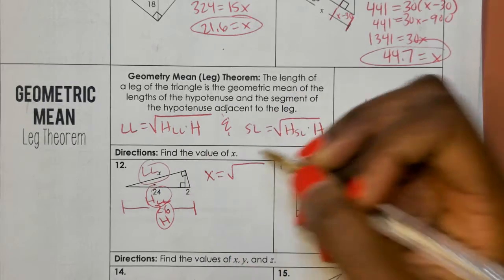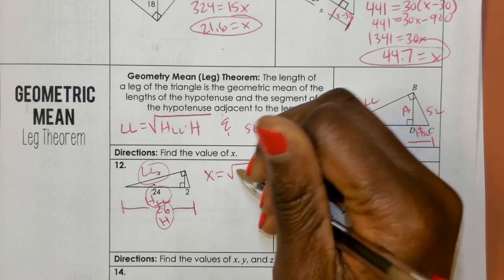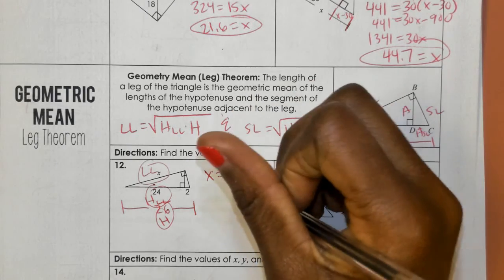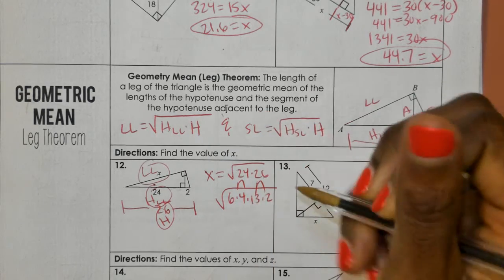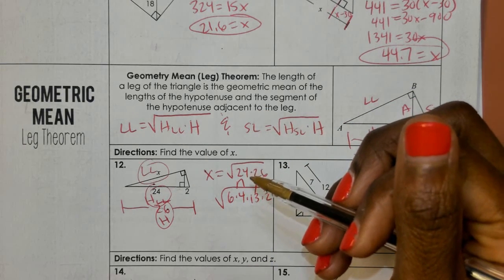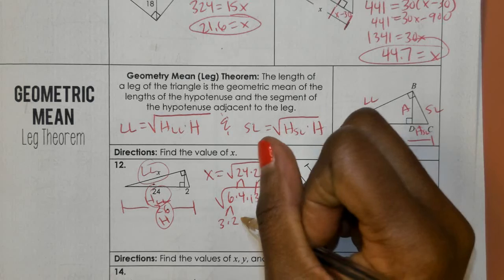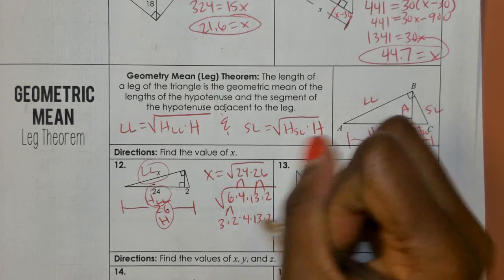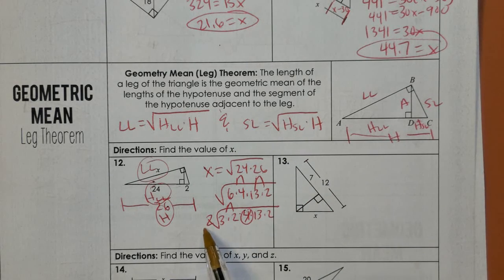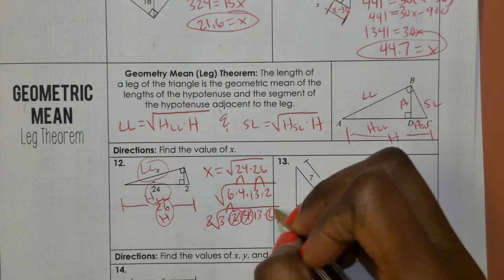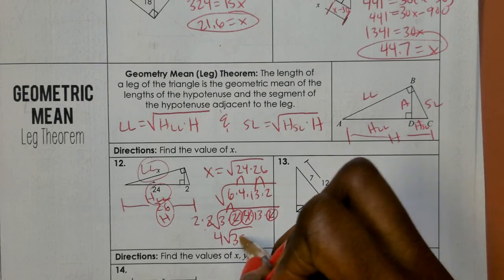So x equals the square root of HLL, which is 24, the piece closest out of these two, and then the whole hypotenuse, which is 26. Okay, so we can break this down to 6 times 4, and this to 13 times 2. This is 3 times 2. 4 is a perfect square. So I can take the square root of 4, which is 2, so I can put 2 out for the 4. And then I have 2 2's. So 2 2's comes out as 1 2. And I'm left with 4 radical 39 if I multiply.